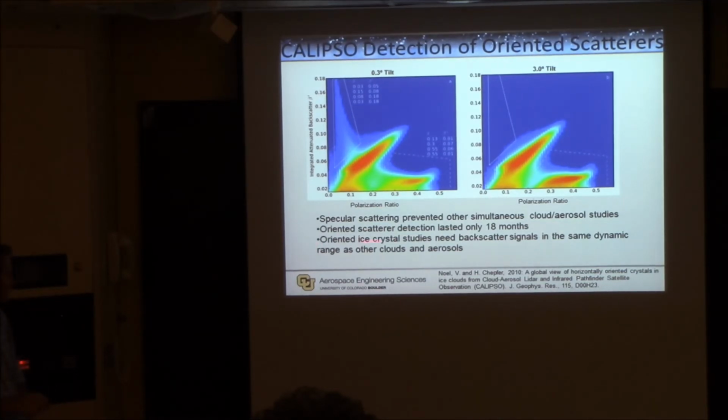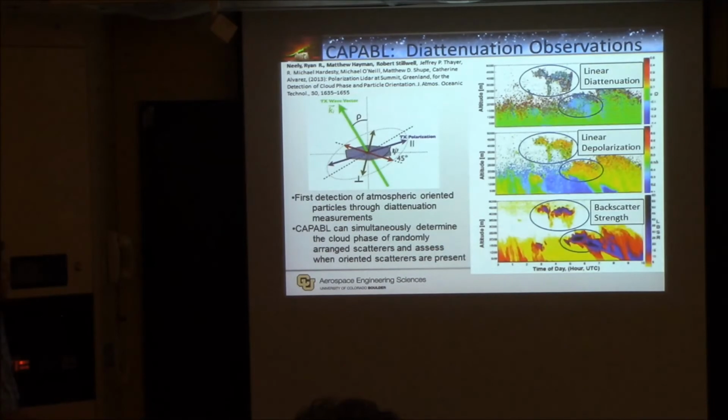So that's one technique, to try to be normal to the ice crystals. But another one that we've introduced, and this is a lot of Matt Hayman's PhD work, was to look at whether we can use diattenuation, like I described a minute ago, to make that measurement to determine the orientation of the ice crystal. And so we did an experiment, and this is part of what CAPABLE was built to do.